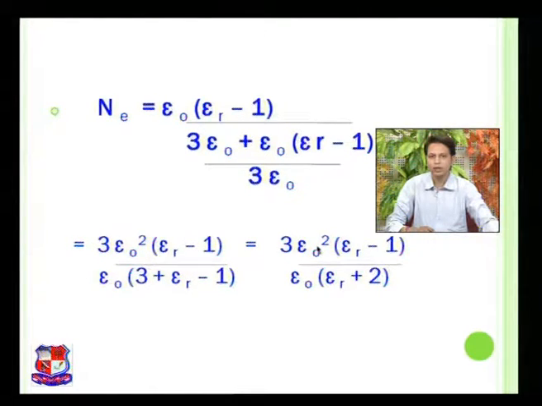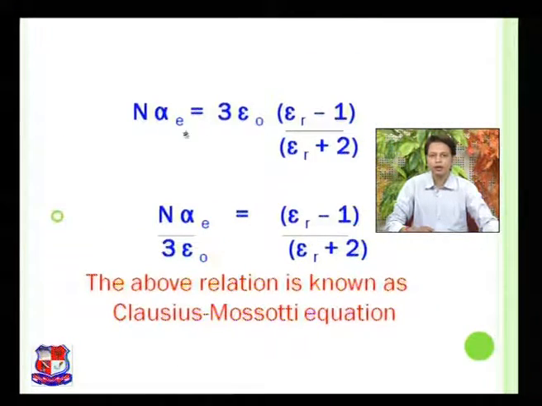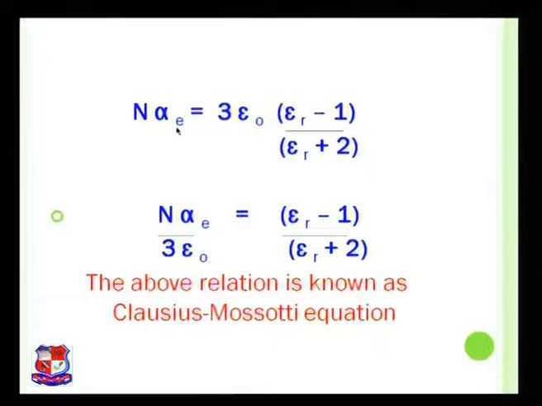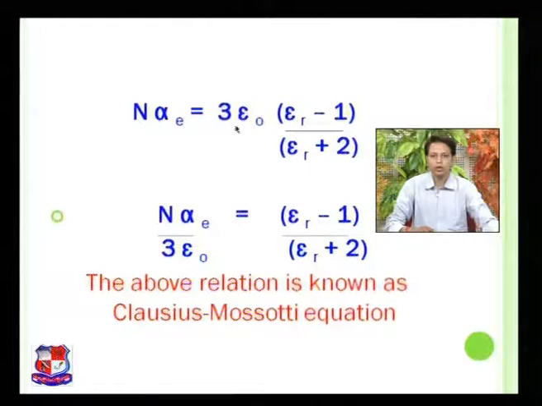So our new equation will be n alpha E, where n is the number of atoms per unit volume and alpha E is the electronic polarizability, which is equal to 3 epsilon 0. As I said, there will be a cancellation of epsilon 0 from numerator and denominator, leaving a single epsilon 0 in the numerator. So 3 epsilon 0 into epsilon R minus 1 upon epsilon R plus 2.